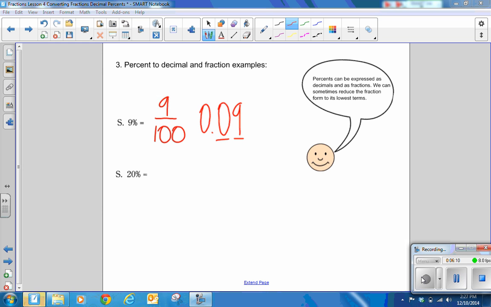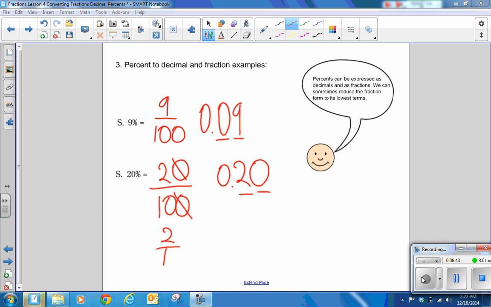Tenths, hundredths. Now let's look at 20%. So 20% means the same as 20 per 100. So it's 20 hundredths, or 0.20. Again, tenths, hundredths. 20 hundredths can also be expressed as 2 tenths, because this fraction is not in the simplest form. I can divide both by 10 and end up with 2 tenths, which can be rewritten as 0.2.